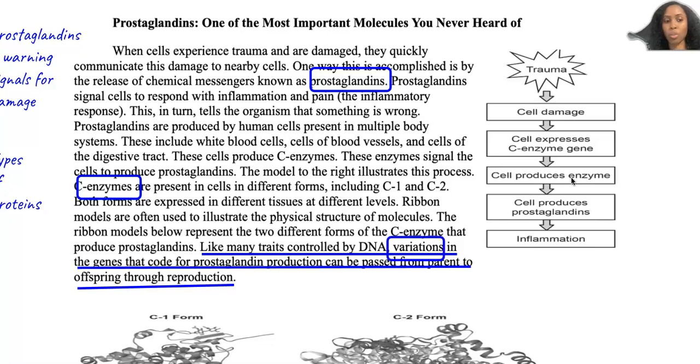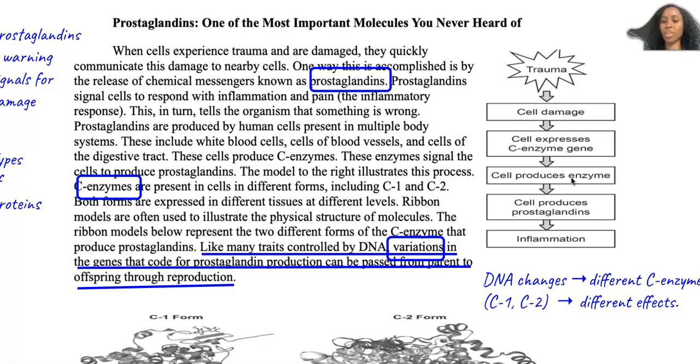So one of the hints was the words variations in the genes. What that made me realize is that, okay, if I have differences or changes in the genes, I may have different types of C enzymes. So there's a C1 form over here and a C2 form over here. And that could have different effects, or they could have different jobs inside of the body.